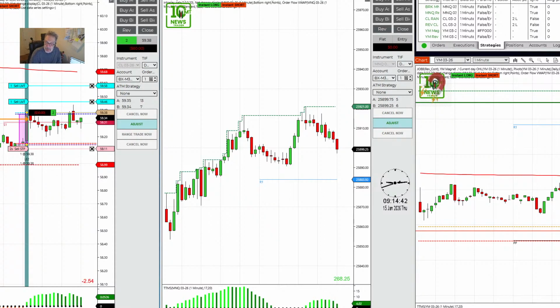The YM is pretty far from the highs and lows. So the VWAP really was probably a good magnet to trade. Because look, it worked beautifully. The VWAP was perfect.